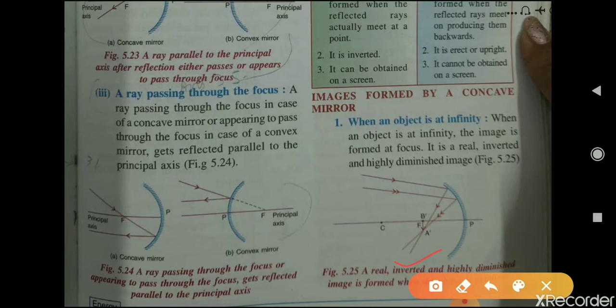So the image is formed at the focus, and it is real, inverted, and highly diminished. Means the size of the image is diminished, and its nature is that it is real and inverted. Okay, as you can see here in this diagram.